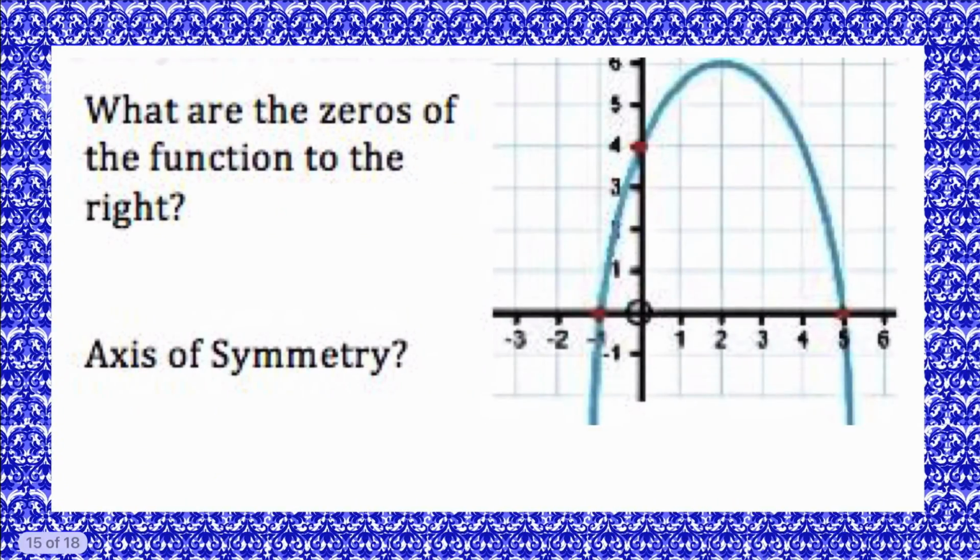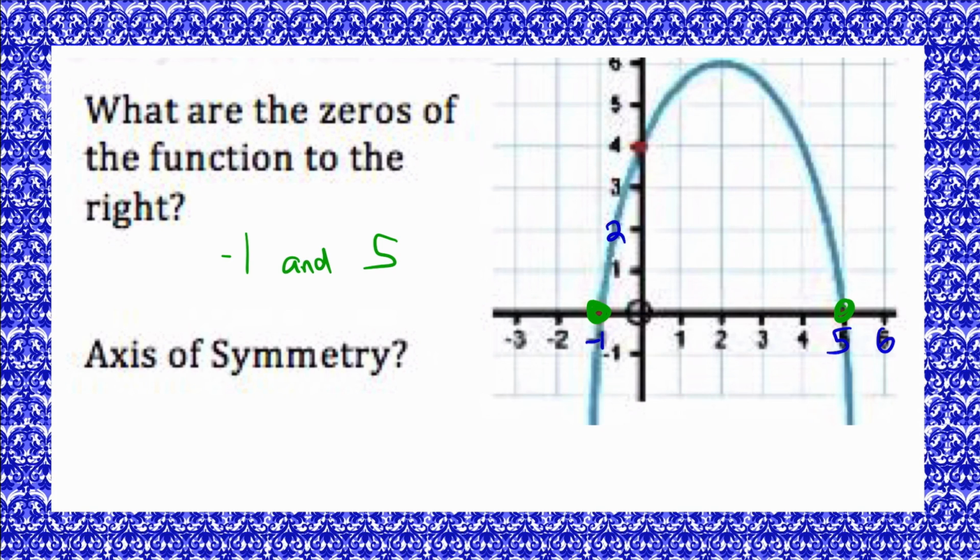Okay, let's have you do this one on your own. I know this is like a little blurry, so let's see: -1, that's 2, that's a 5, 5, that's a 6. Okay, so what are the zeros of the function to the right? So your zeros are right here and right here. That would be -1 and 5.